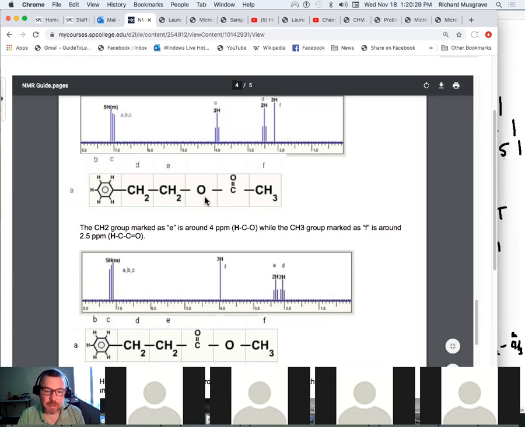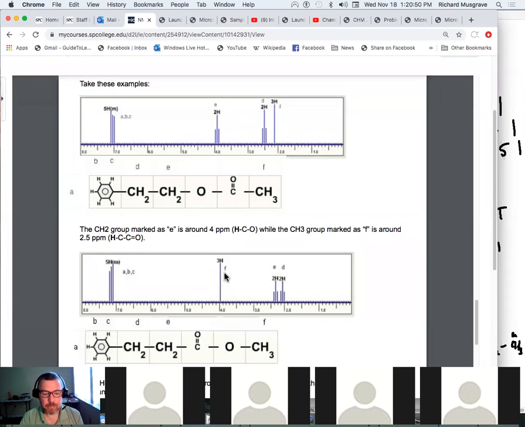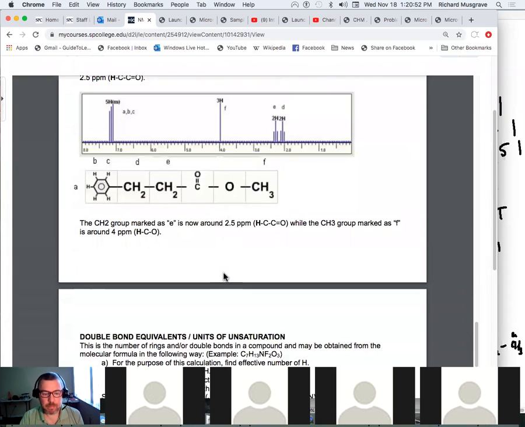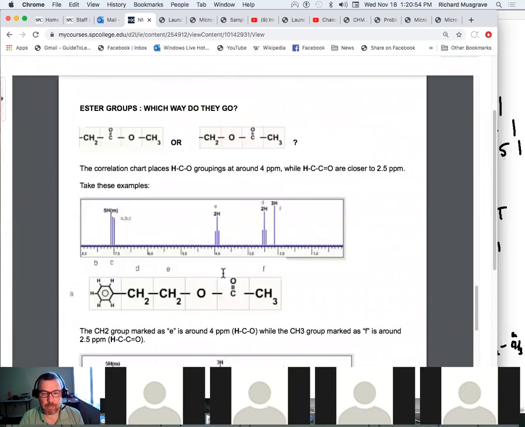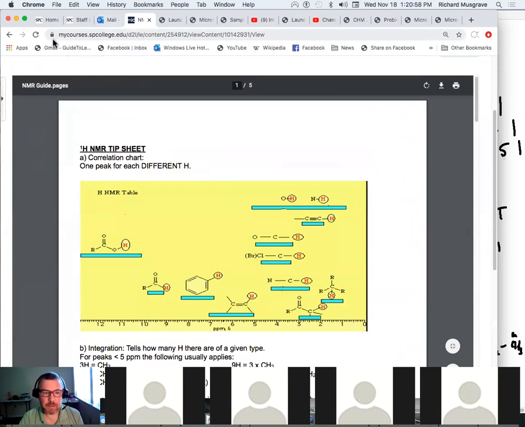So I bring this up because this is often a point that students ask about. How can you tell which way this goes? And it's all about what appears at 4 ppm, because that's the thing connected to the single bonded oxygen. Does anybody have any questions? Okay. All right, so this is all in the Proton NMR Exercises folder.